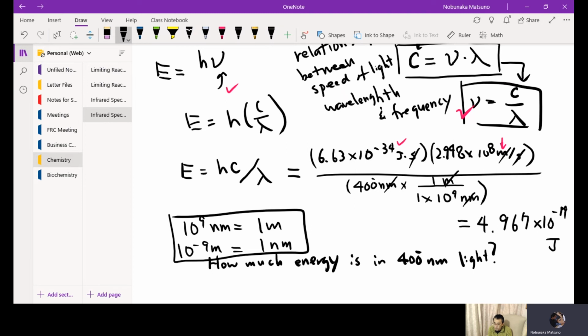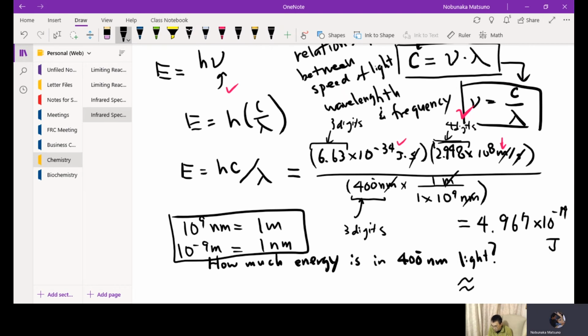Joules. But remember, in this case, you have 4 digits here. Sorry, you have 3 digits here, it looks like. In terms of sig figs, you have 3 digits here, and then you have 4 digits here. So at the end, you end up having 3 digits.